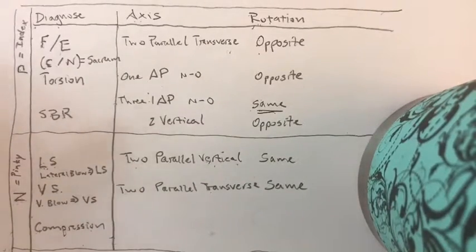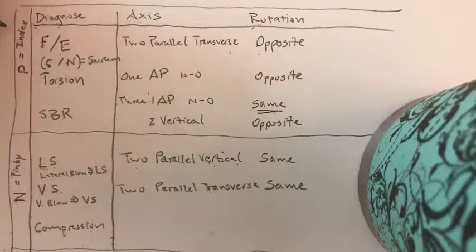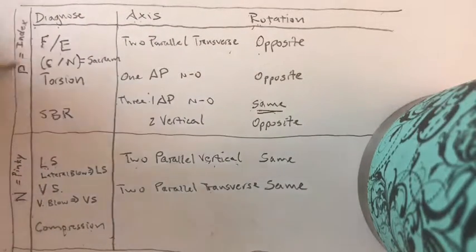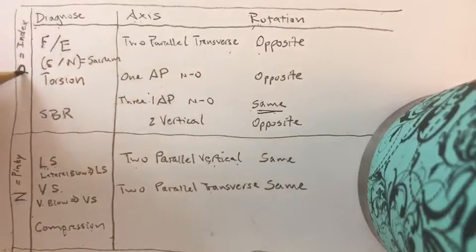This is a quick video to help you out with craniosacral motions. It should get you started and also help you on the boards. So first thing you want to do is label your columns as non-physiologic and physiologic.